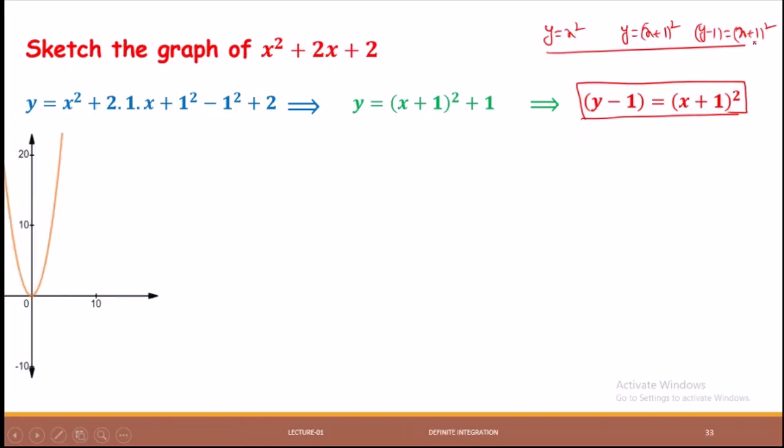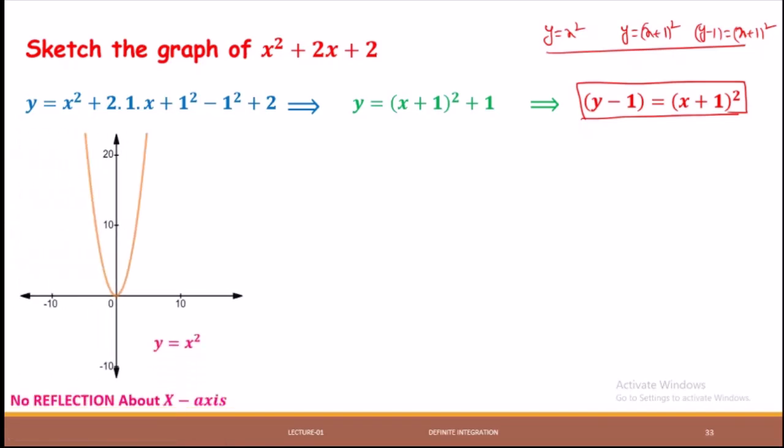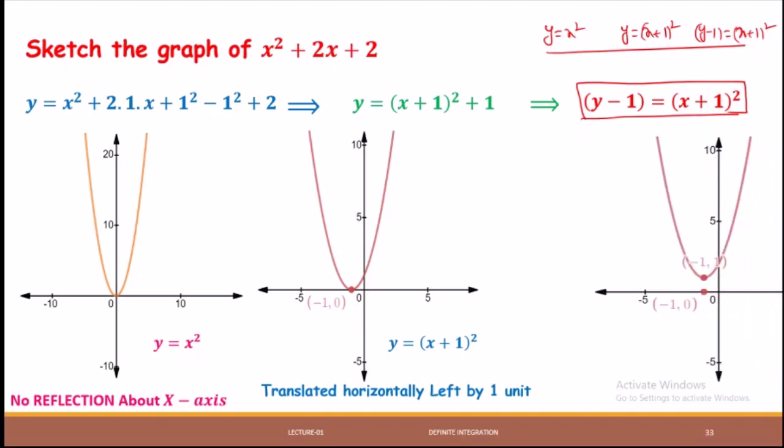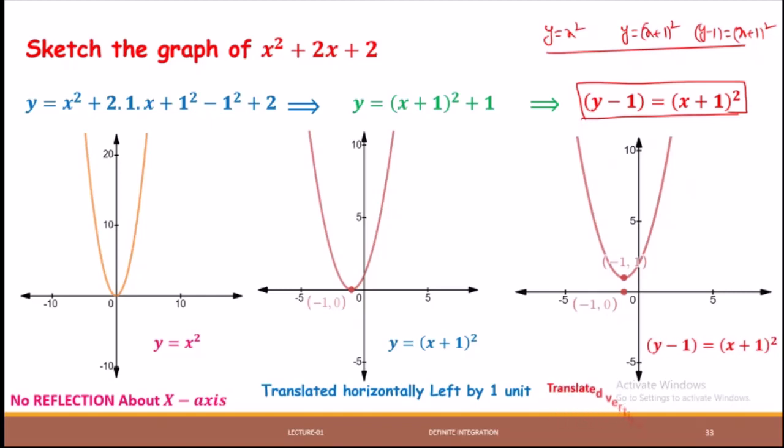Okay, first the graph of y equals x squared, no reflection about the x axis, and y equals (x plus 1) squared. The graph of x squared gets translated horizontally left by 1 unit. Then from there you sketch the graph of y minus 1 equals (x plus 1) whole squared. Then there will be a vertical shift upward by 1 unit. Okay, so this is the required graph or required sketch.